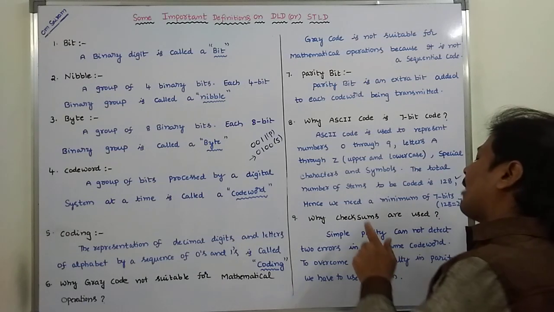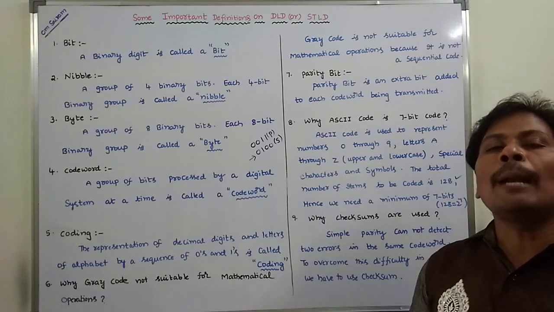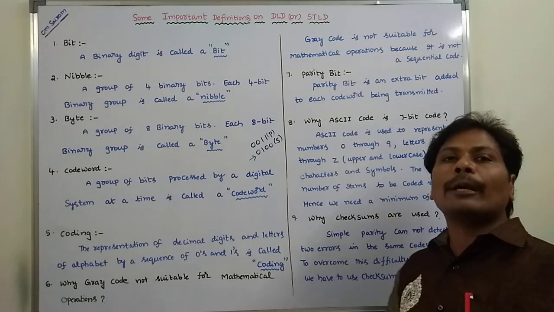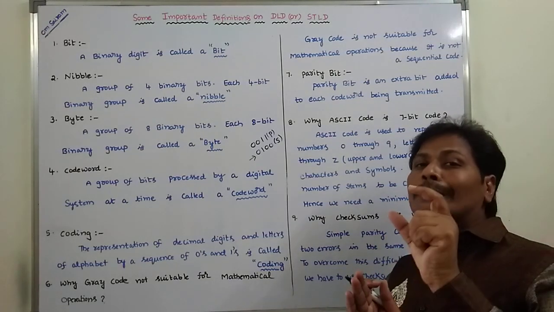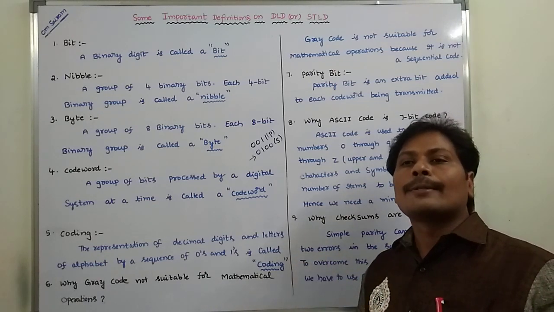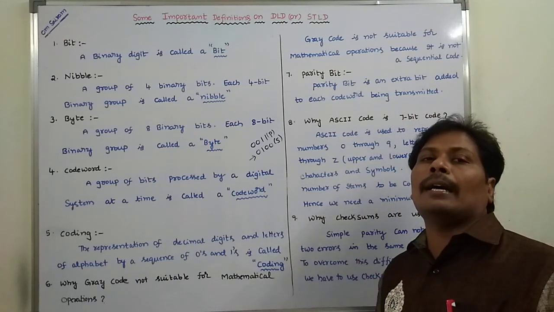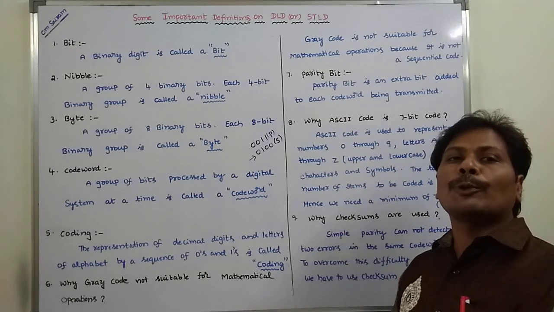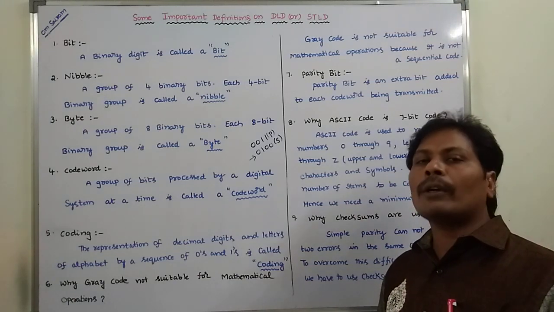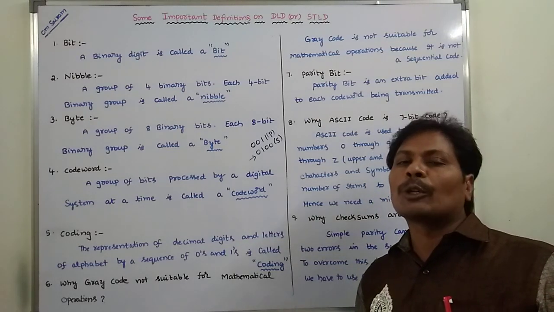Okay, next one. Why are checksums used? Okay, the simple parity mechanism can detect only a single bit error in a code word. Suppose we want to detect more than one error in a particular code word, so the parity bit mechanism is not suitable. To overcome this difficulty, we have to use another mechanism. That mechanism is called checksum. By using checksum, we can detect more than one error in a single code word.